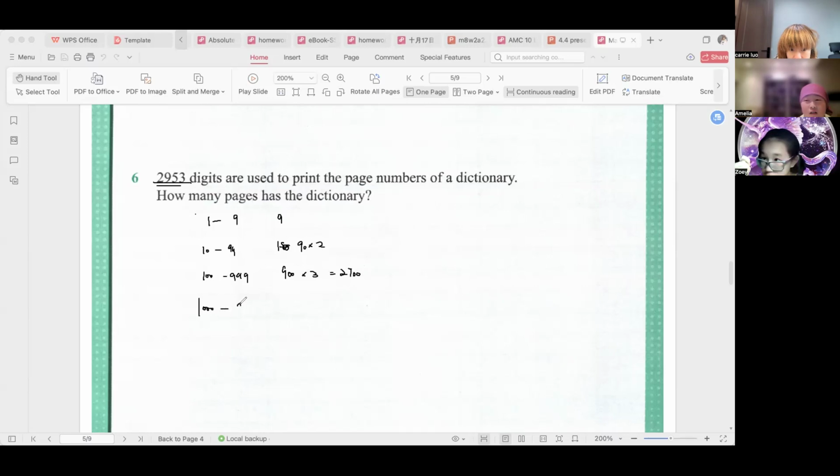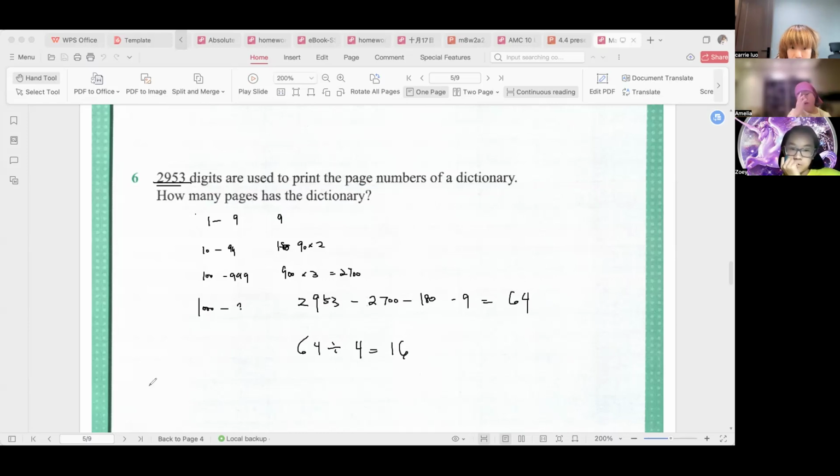Okay, so 1,000 to where? Right, so it's 2,953 minus 2,700 minus 180 minus 9 equals 64. So 64, we cannot divide by 3. We divide by 4 equals 16. So that means from 1,000 to 1,015, there are altogether 16 pages. So this book has 1,015 pages.